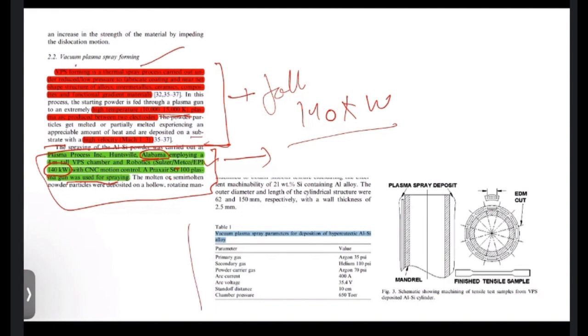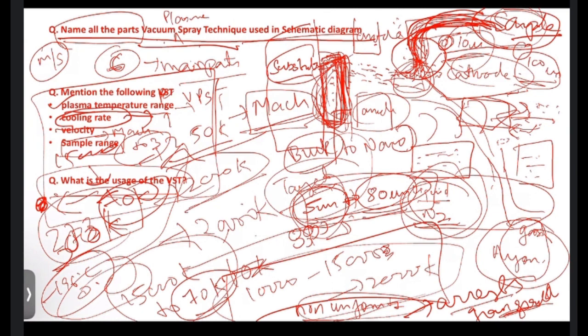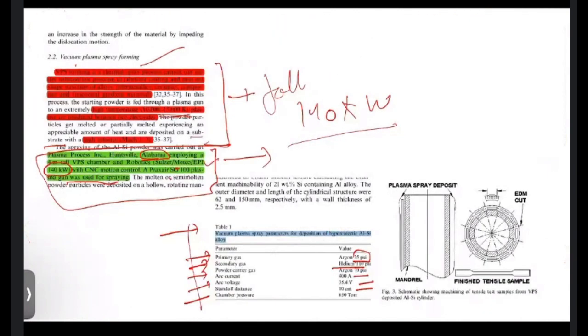Okay, now these are the specifications of the vacuum plasma spraying technique. In the table, some values are given. The primary gas argon is used, which has a pressure of 35 psi. Secondary gas helium is used, 110 psi. Powder carrier gas argon, same as I told you. Arc current 400 ampere. Arc voltage 35.4 volt. The distance from the plasma to the substrate is 10 centimeter. The chamber pressure is 650 torr.